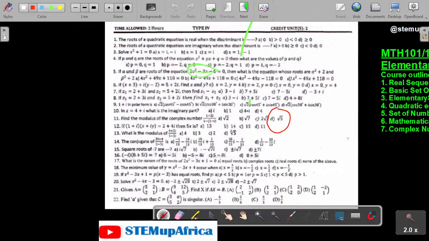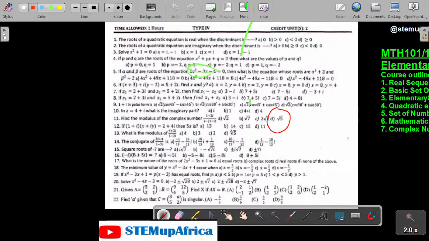2x squared minus 3x plus 1. We are back to roots of a quadratic equation again. What is the nature of the root? I described the nature of the root for you the other time. There are 3 conditions. When our discriminant is greater than 0, we call that real root. When the discriminant is equal to 0, we call that equal root. When the discriminant is less than 0, we call that imaginary root.